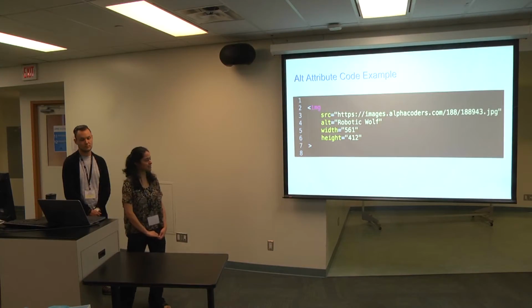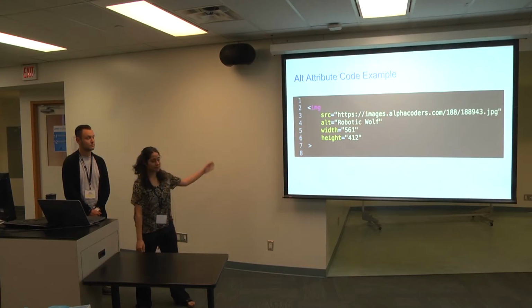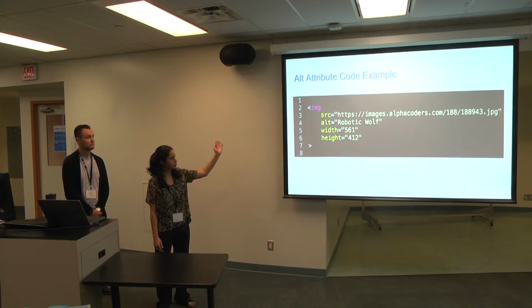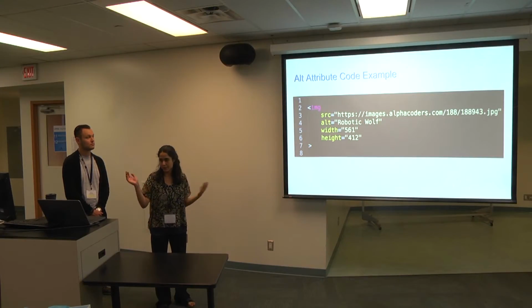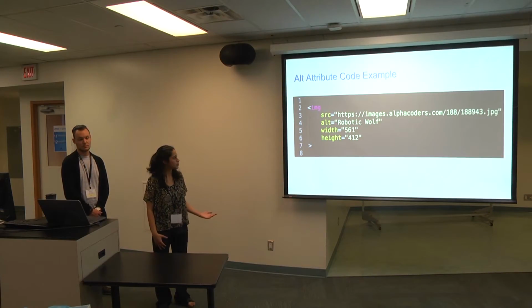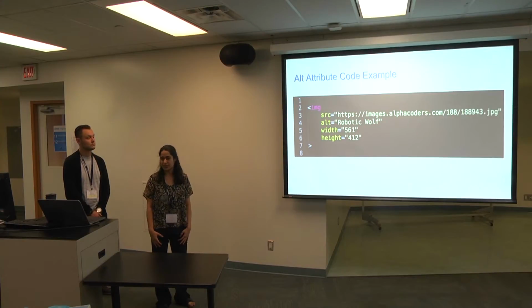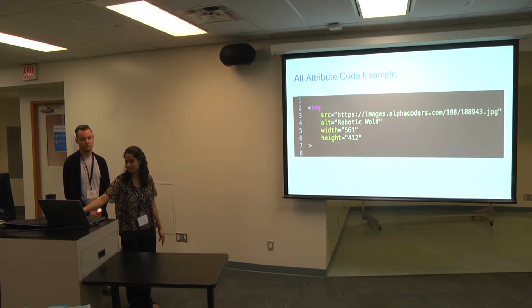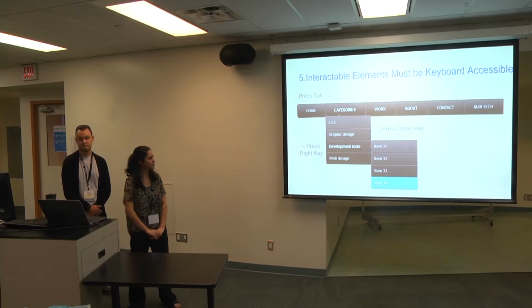The code for this is surprisingly simple. We have an image tag. The source just tells us where that image comes from on the internet. And the alt tag, that's what the screen reader read out, so when it said robotic wolf image. So again, this is a chance to customize how you communicate with your user.